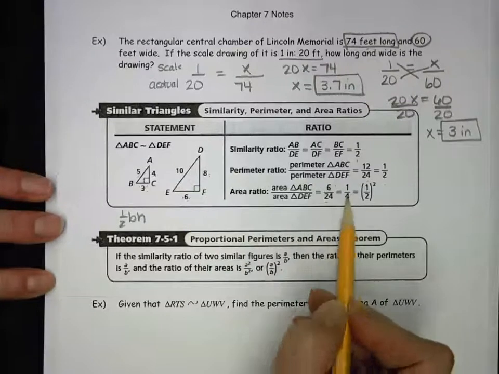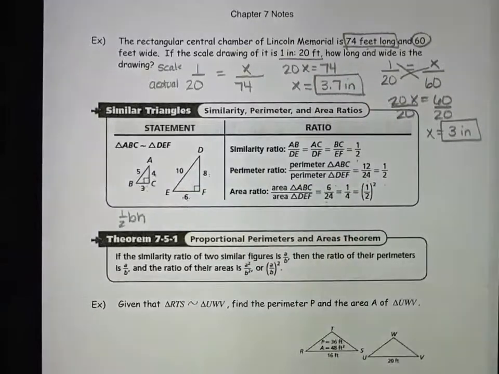If you reduce that, your area ratio is 1/4. And if you notice, the similarity and the perimeter ratios are the same, but the area ratio is squared. If you take the similarity ratio and square it, you will get the area ratio. Okay? From that kind of similarity statement and example, there's a proportional perimeters and areas theorem.